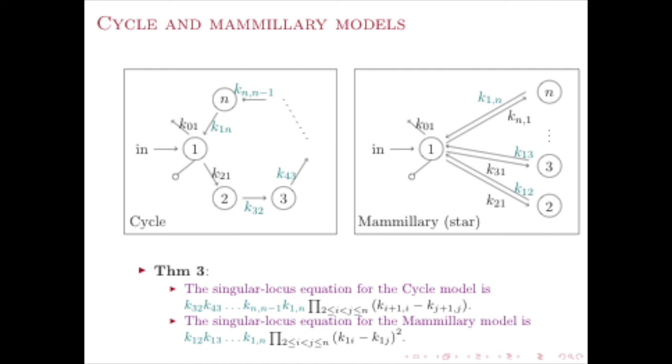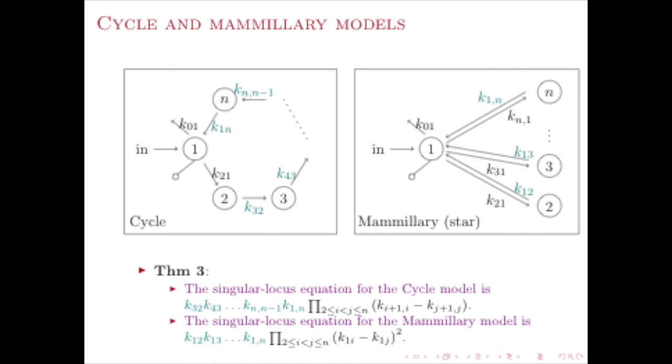So what we did is we computed the singular locus equations for any n. We computed for several and then proved the result for general n. You're not supposed to look at these equations except to note that the monomial part seems to always be these edges going towards the first component. They're all going towards component 1.